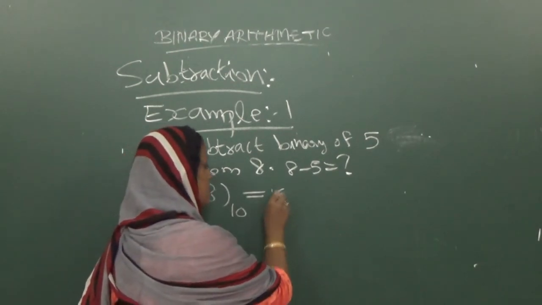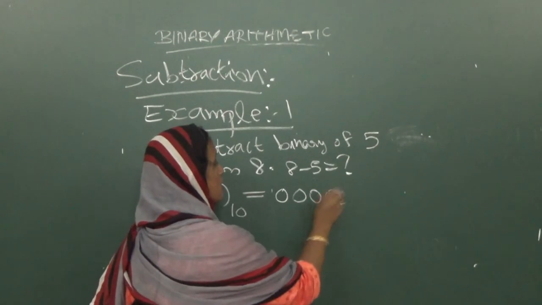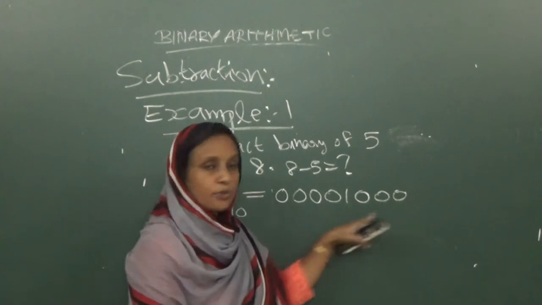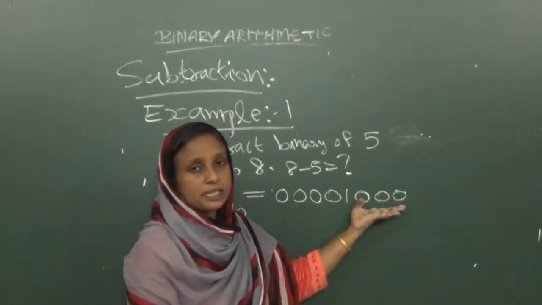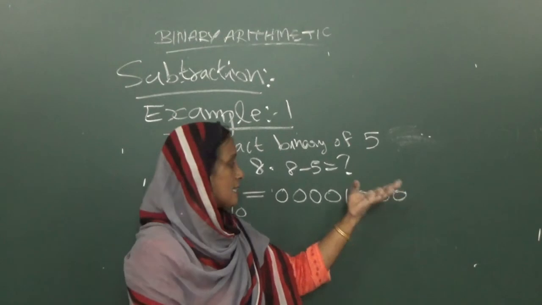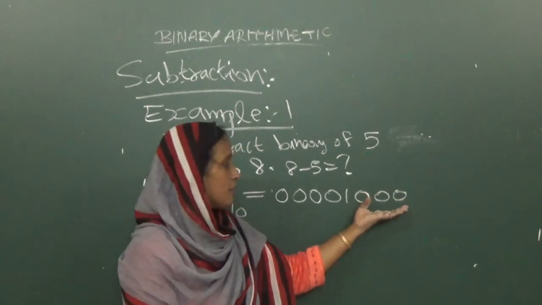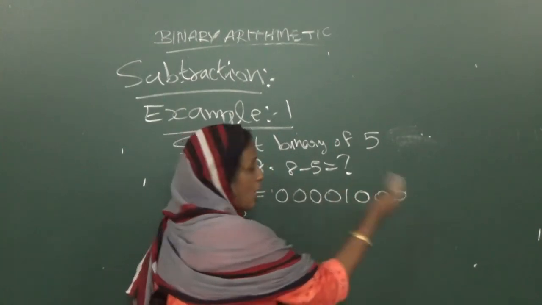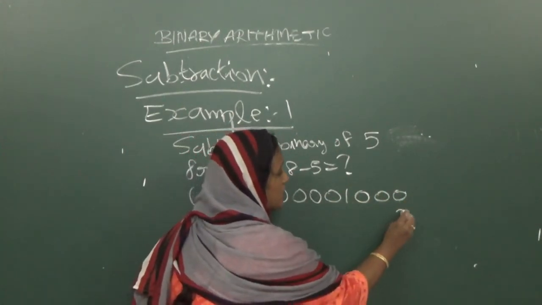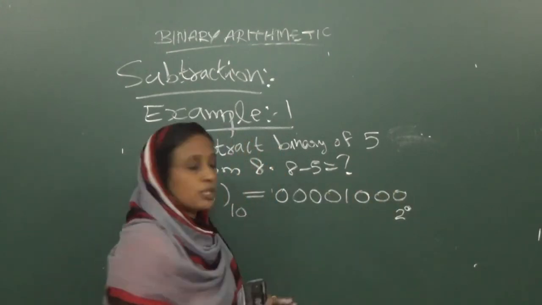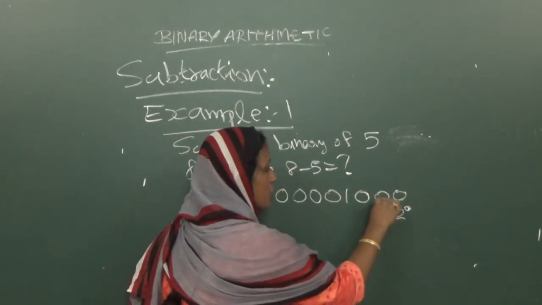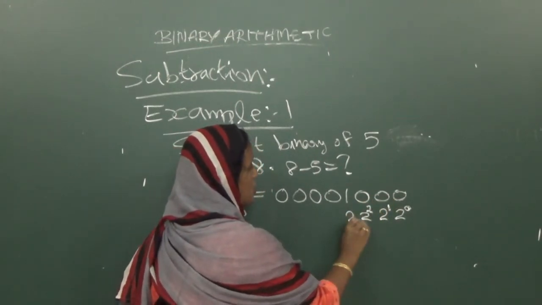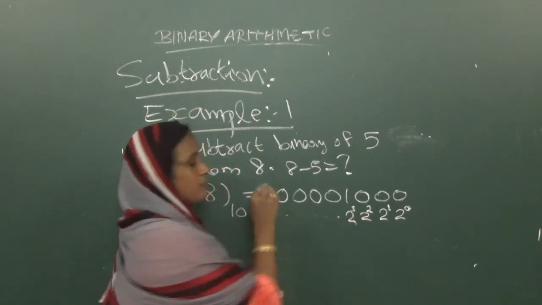So, to get 8 in binary, you can write it like this, right? I think you know how to convert this. In binary system, base is 2, just like in decimal system, base is 10. From right to left, we have to increase its power. This position is 2 raised to 0. The second position is 2 raised to 1. The third position is 2 square. The next position is 2 cube, etc.